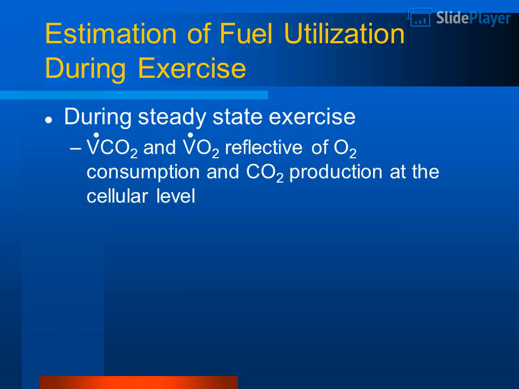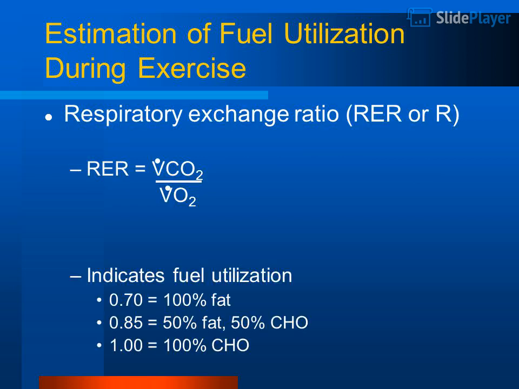Estimation of fuel utilization during exercise. During steady-state exercise, VCO2 and VO2 are reflective of O2 consumption and CO2 production at the cellular level. The respiratory exchange ratio, RA or R, equals VCO2 over VO2 and indicates fuel utilization. 0.70 equals 100% fat. 0.85 equals 50% fat, 50% CHO. 1.00 equals 100% CHO.